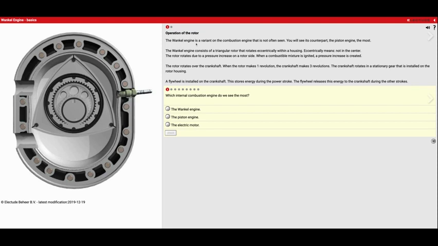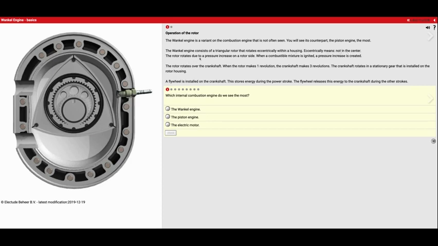It says the Wankel engine is a variant on the combustion engine that is not often seen. You will see its counterpart, the piston engine, the most, and that's what we took apart in our autos class. The Wankel engine consists of a triangular rotor, which is the centerpiece here, that rotates eccentrically, which means in an oval shape, within a housing. Eccentrically means not in the center.